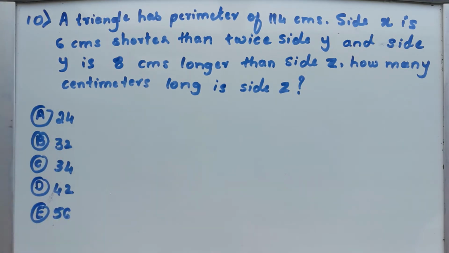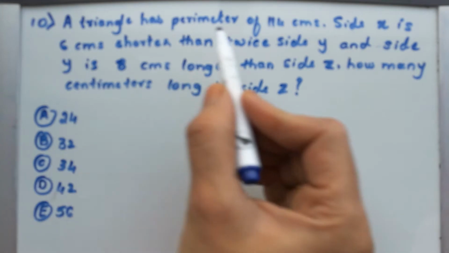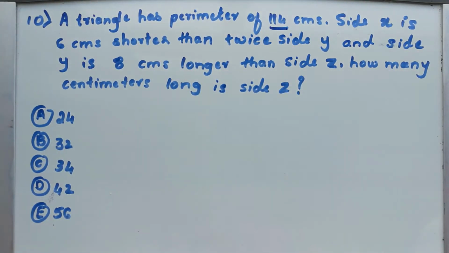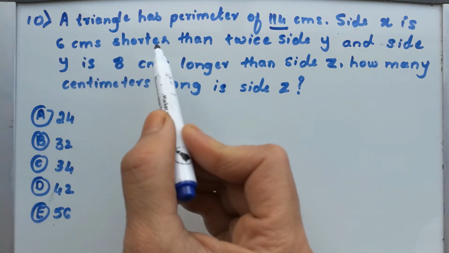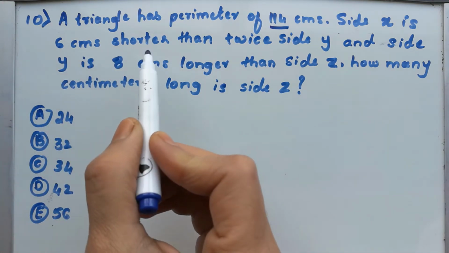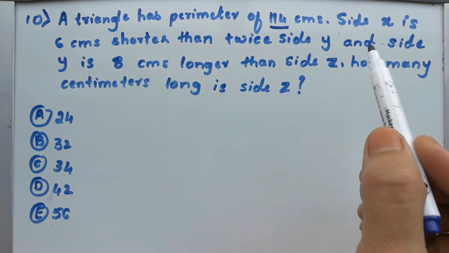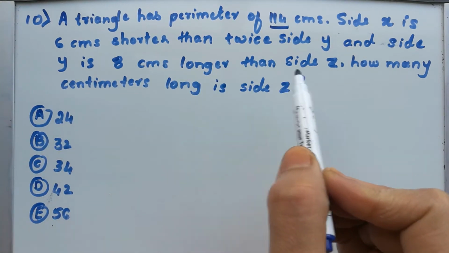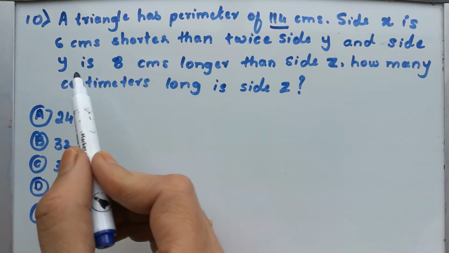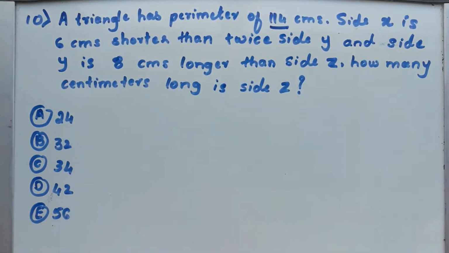So what's the question? A triangle has a perimeter of 114 centimeters. Side X is 6 centimeters shorter than twice side Y. It's 2 times side Y. And side Y is 8 centimeters longer than side Z. How many centimeters long is side Z? So we have to find side Z. Perimeter of the triangle is given.